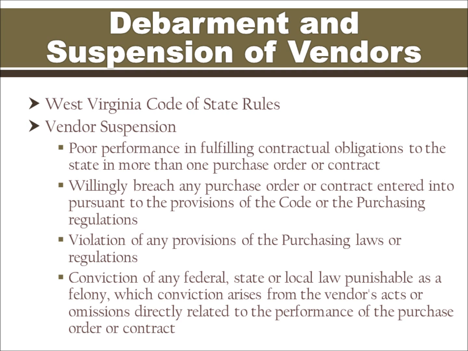When the Purchasing Director has reason to believe that the provisions of the purchasing laws and regulations have been violated, the vendor will be notified by a certified letter containing the reason for such suspension. Any vendor notified of a suspension may request a hearing to be scheduled with the Director. If the hearing confirms the suspension, the vendor may have the Director's action reviewed by the Secretary of the Department of Administration.